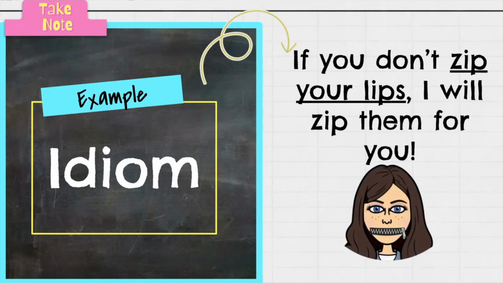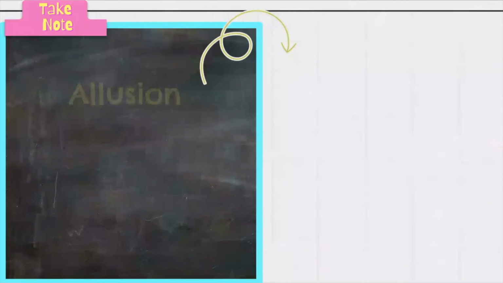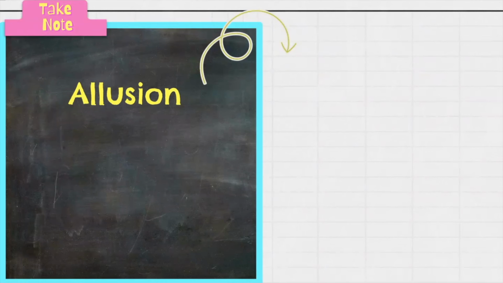So let's look at an example. If you don't zip your lips, I will zip them for you. Zip your lips is a saying. It's an idiom that we're used to in our culture, which means to be quiet, stop talking. But if you looked at it literally, you'd be like, that's weird. Zip? You can't zip your lips. It's just a saying that we have. It's an idiom. Or, well, that was a piece of cake. You know, when you describe something that's easy, obviously it's not a literal piece of cake. It's just something that's easy. Those are called idioms.